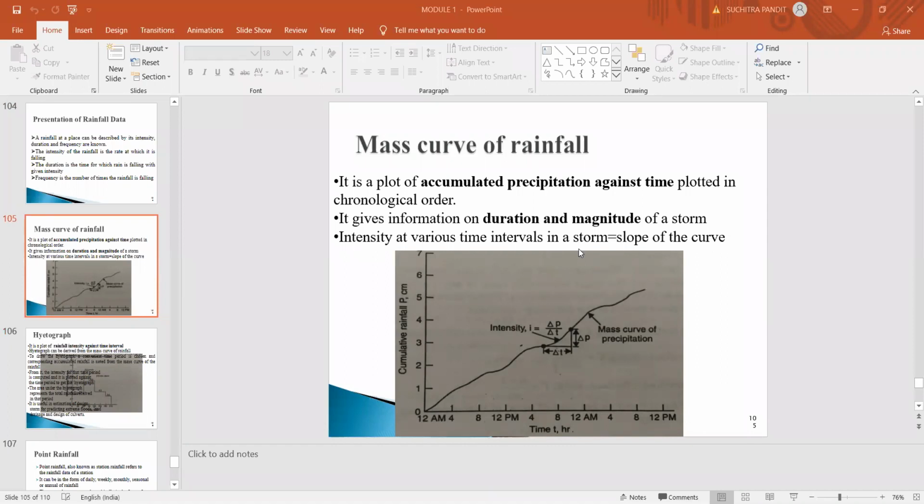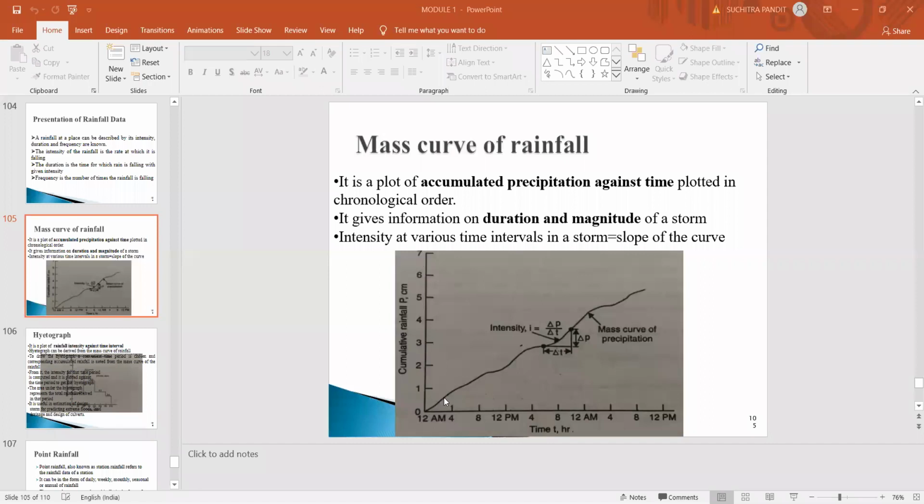So now you can see here, mass curve, it is a plot of accumulated precipitation against time. So it is nothing but the accumulated or cumulative rainfall in a given place, that is P in centimeter versus time in minutes or it may be also in hours. Now here it's a plot of the cumulative rainfall versus time, and mass curve is always a rising curve because of the cumulative values of rainfall.